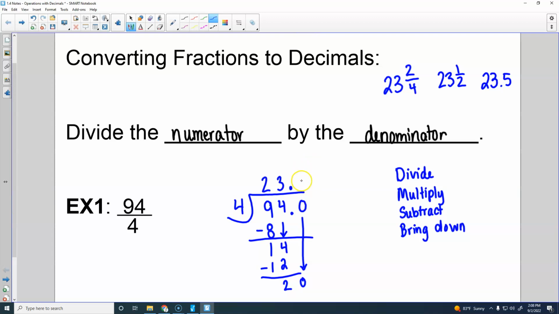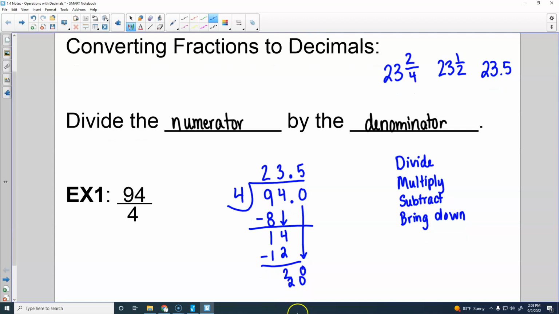So how many times does 4 go into 20? 5. 5 times 4 is 20. We subtract. We get 0. We don't have anything else to bring down, so there's our answer. So when we're converting our fractions to decimals, we may need to add that 0.0 on the end so that we can get our decimal. Okay, questions? All right.